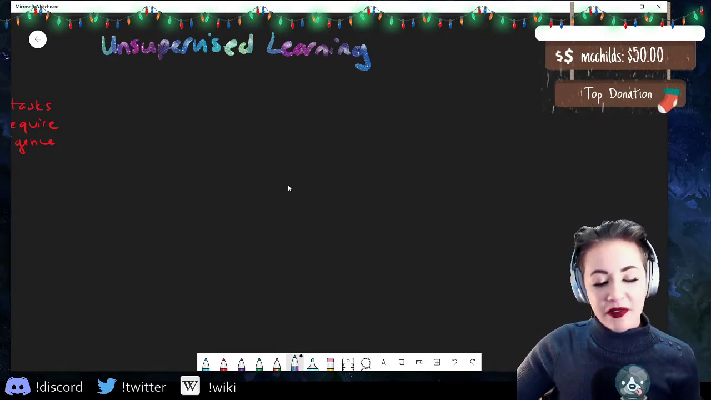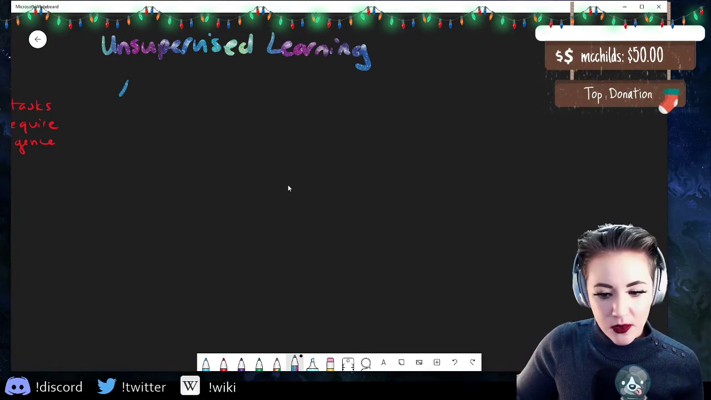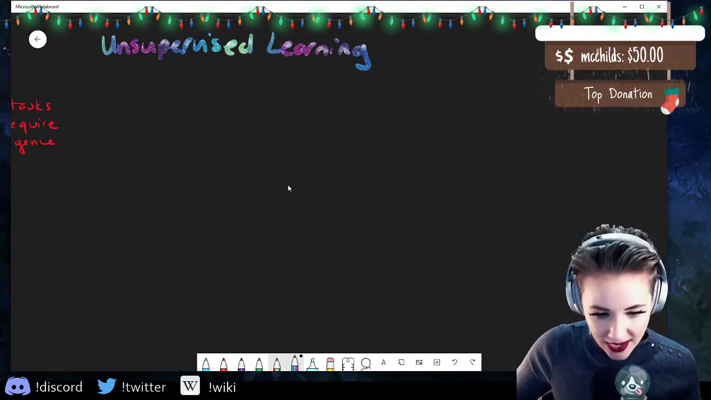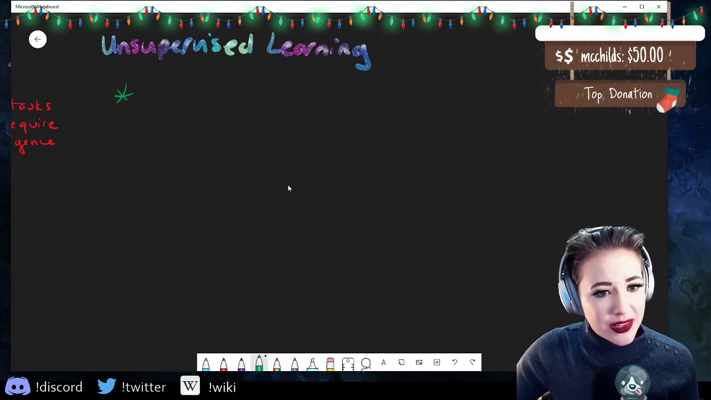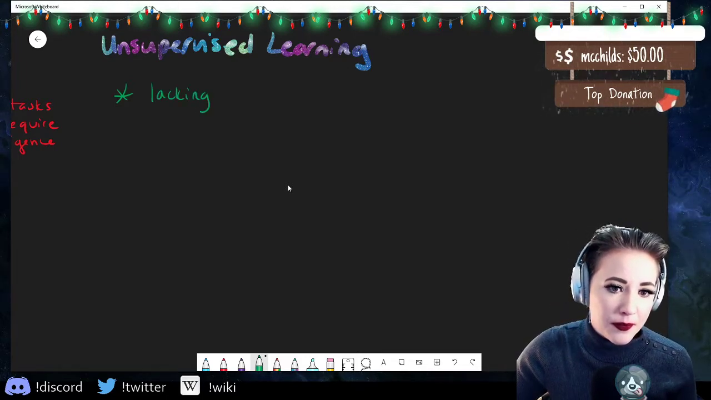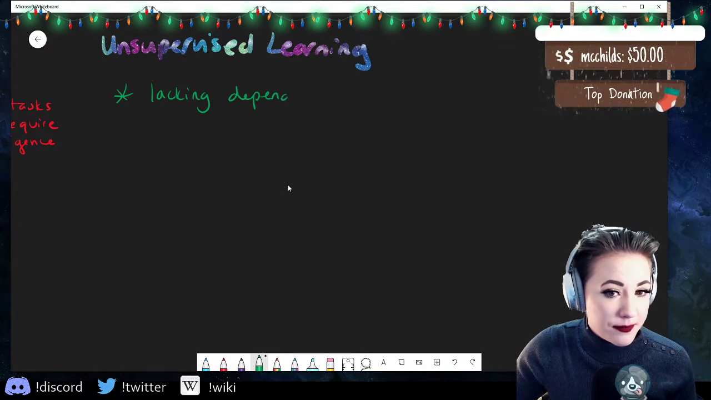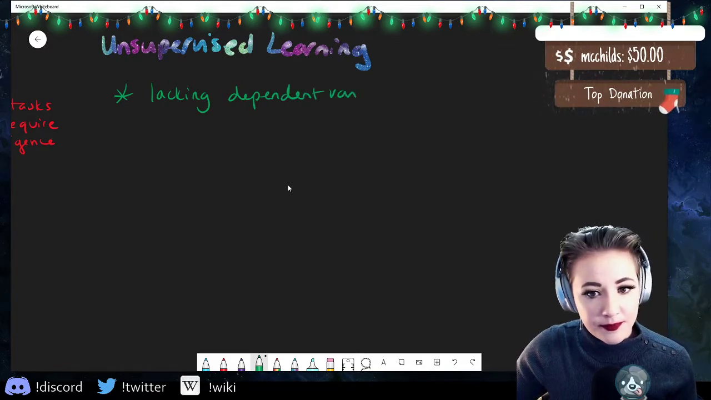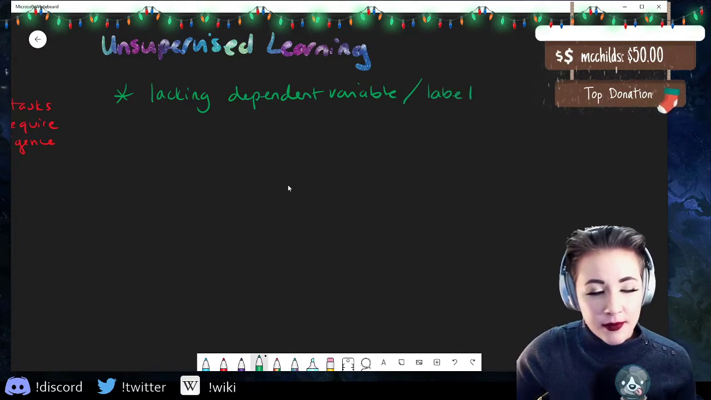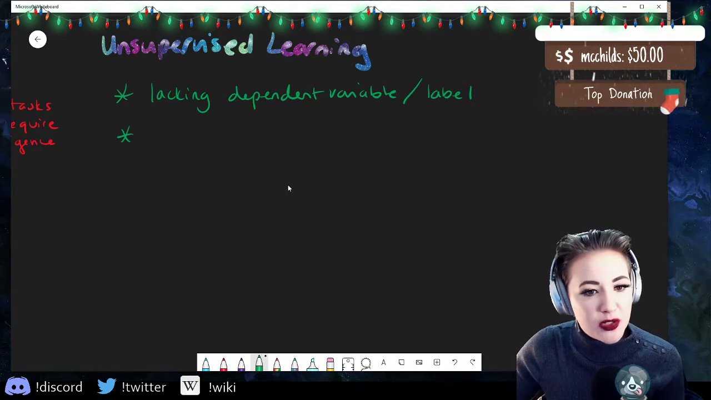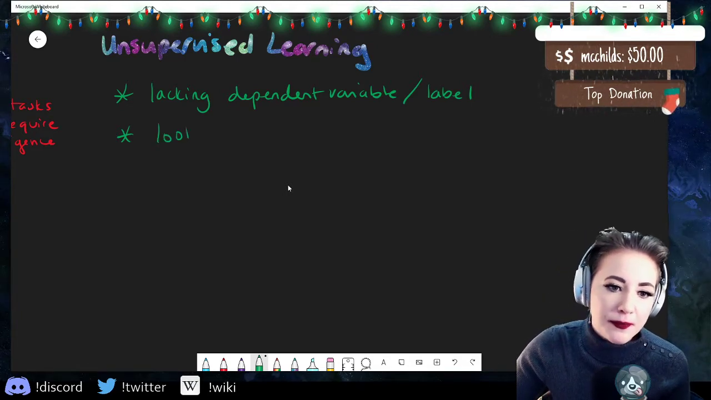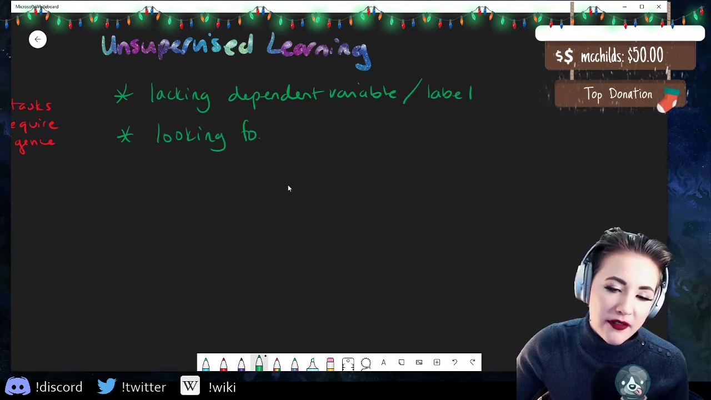Okay, so unsupervised learning, right? Like we've said, oopsies, let's not use that. That's our header color. We don't want to do that. All right. We don't have labels. So we're lacking our dependent variable here. So instead of making a prediction about a relationship between X and Y, we're going to be looking for patterns within our data.